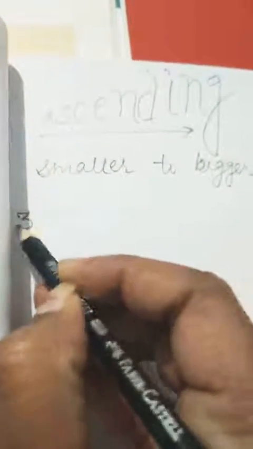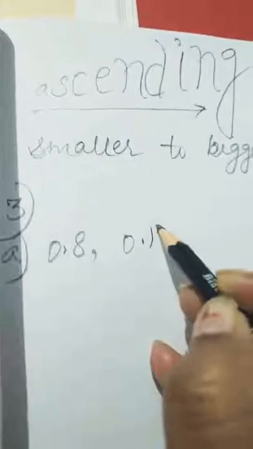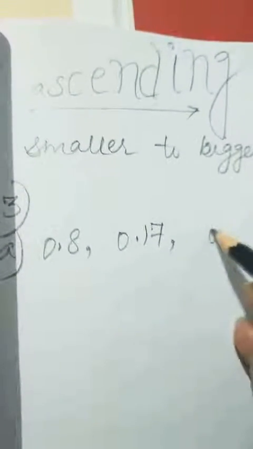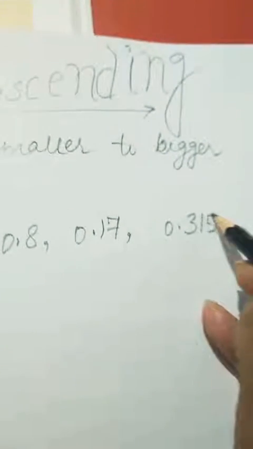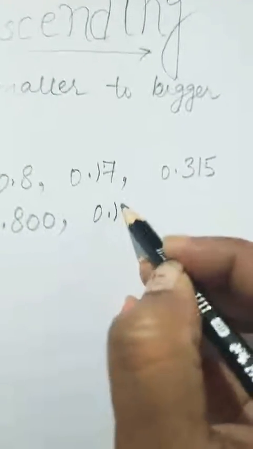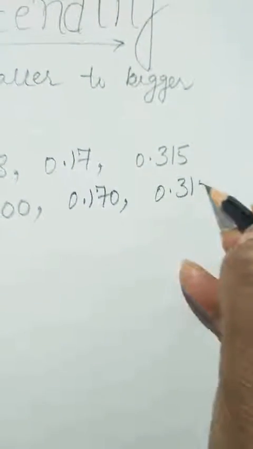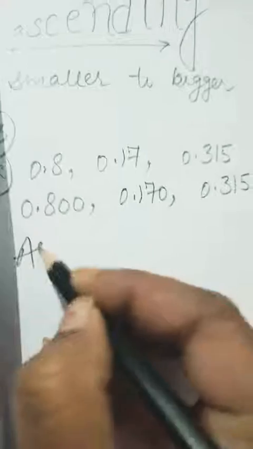Here it is sum number 3, A part. 0.8, 0.17, 0.315. Firstly, these are unlike decimals. We will make these like decimals. 0.800, 0.170, 0.315.